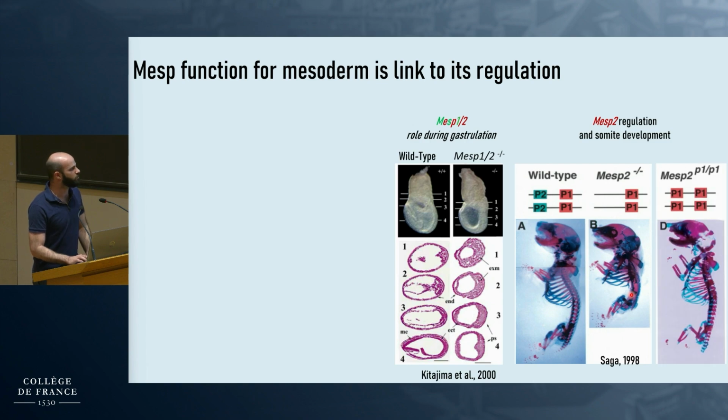But if you do something, so this was done by Yumiko Saga in '98, what she did is that she integrated the MESP1 coding sequence right at the location where MESP2 should be. And when you do that, you completely rescue the phenotype. So this means this phenotype is not due to difference in the protein sequence, but from the regulation. You need a MESP gene, regardless which one at that location.